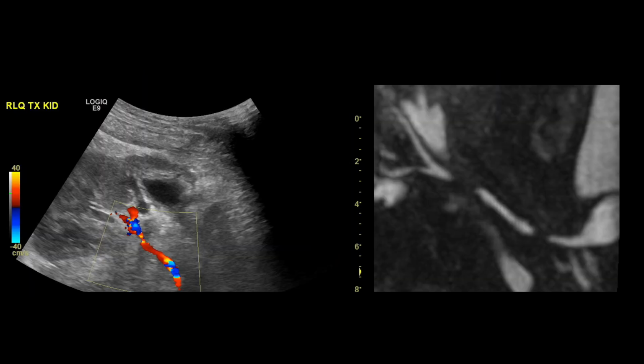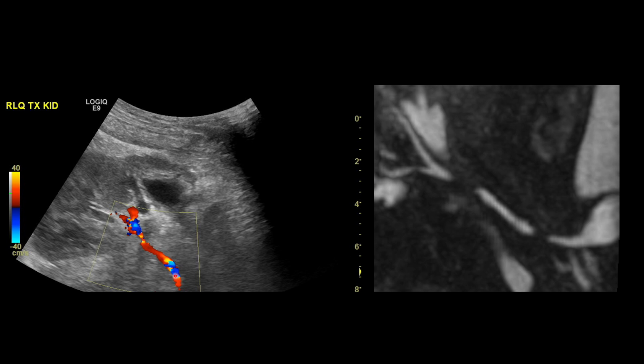So how do we see this on ultrasound? Well, here's an example of a transplanted renal artery. We can see that the scale here, which is akin to our pulse repetition frequency, is from 40 centimeters per second going towards the probe to minus 40 centimeters per second going away from the probe. And if we just look at this, it looks quite confusing.